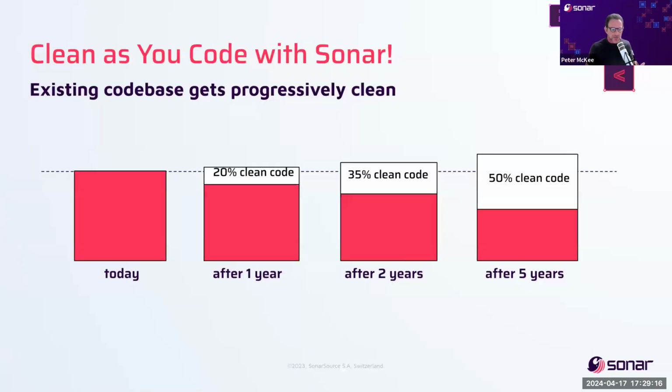So this is what it kind of looks like. Starting out today, nothing's been cleaned. After 1 year, you get about 20%, doing pretty well. After 2 years, you get about 35%. And then at 5 years, you're at 50% or more. I've seen more. So the question I always get asked is, yeah, Peter, but what about that other 40% that I haven't touched over the last 5 years? What do I do with it? Nothing. Let it be.